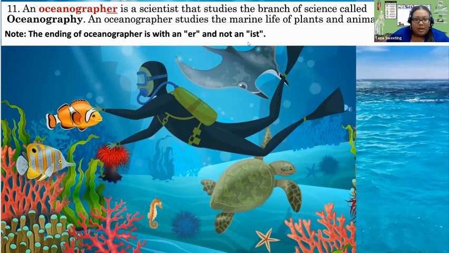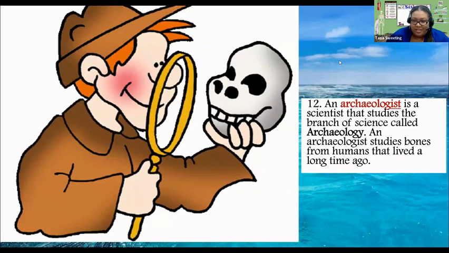Number 12, we have an archaeologist. An archaeologist is a scientist that studies the branch of science called archaeology. And remember, we said in archaeology, this particular person is going to study the bones of humans that have lived a long, long time ago. So don't get confused with archaeology and paleontology. Paleontology studies the fossils of animals and plants. Archaeology studies the bones of particularly humans that lived a long time ago.